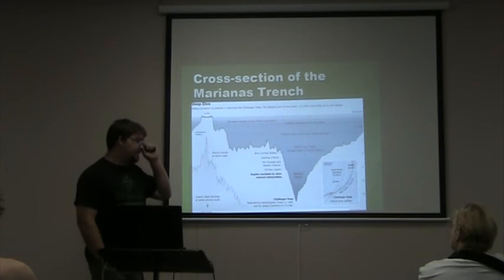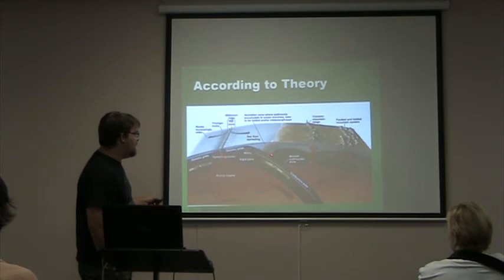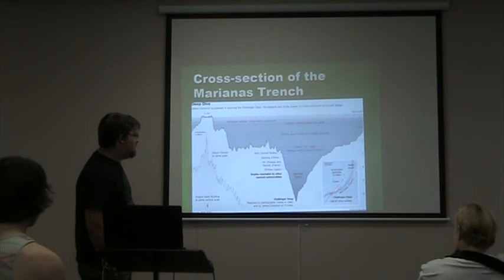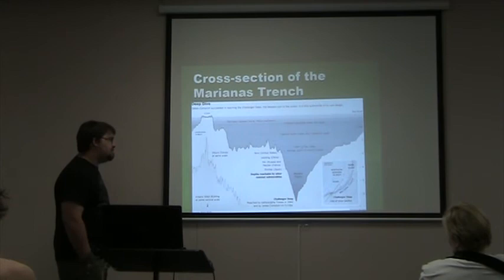Now, do you see this nice, neat little line, a nice, neat angle going from this point to this point? In this picture? I don't think so. So this is Guam. This is the line that this cross section was taken from. And there's the Marianas Trench. Does that look like a subduction zone to you?